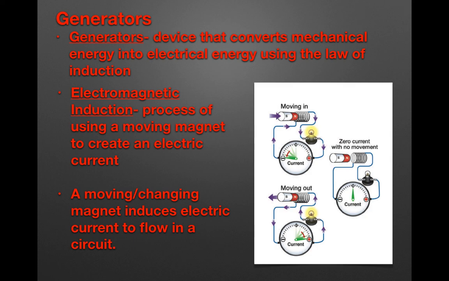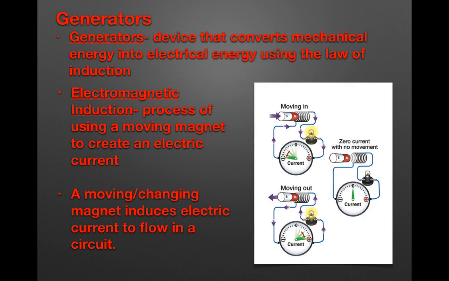It's just that reversal process that we've been talking about all along. So a moving or changing magnet induces an electrical current to flow in a circuit. So that's all it is. We've got to get magnets moving. If you can get magnets moving, you can create electricity.